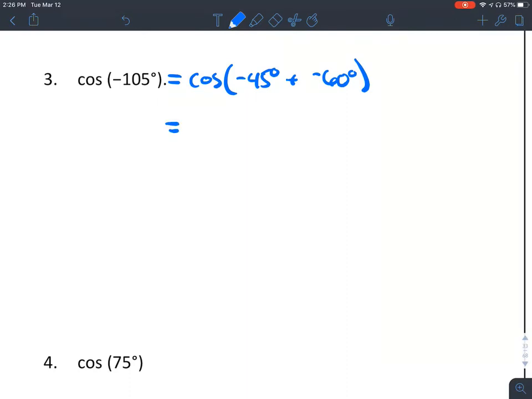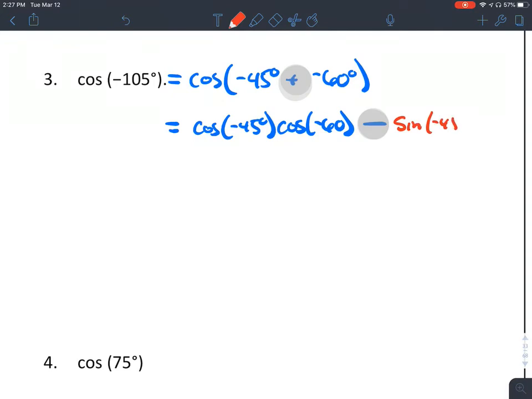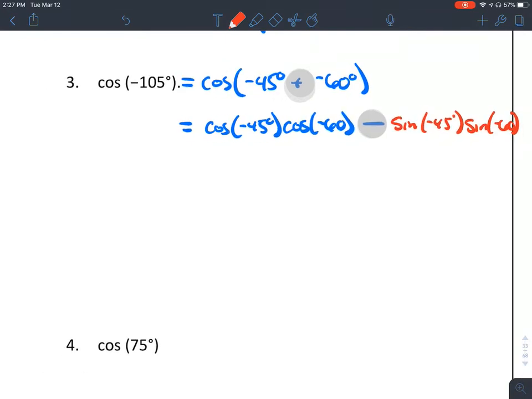The sum identity for cosine says this is going to be cosine of the first angle times cosine of the second angle minus, it's the opposite sign of this, sine of the first angle times sine of the second angle. Now if you need to draw your special right triangles out to do this, do so. Please keep in mind that cosine of negative 45, that's going to be in quadrant 4. X is positive, y is negative. Cosine of 45 is square root of 2 over 2. In quadrant 4, it's still positive, so it's square root of 2 over 2.